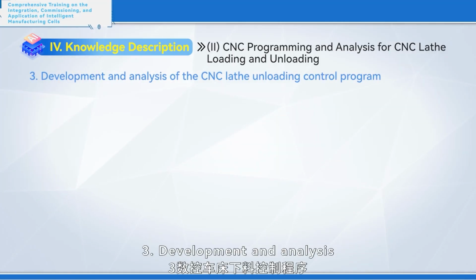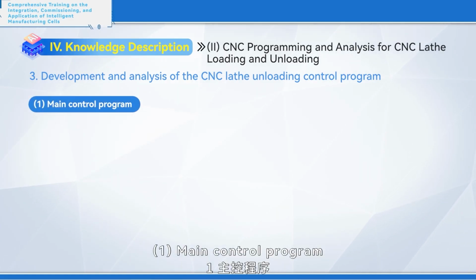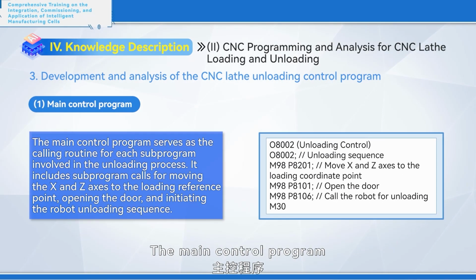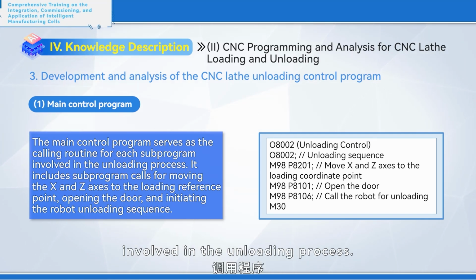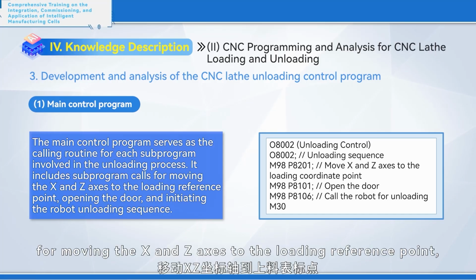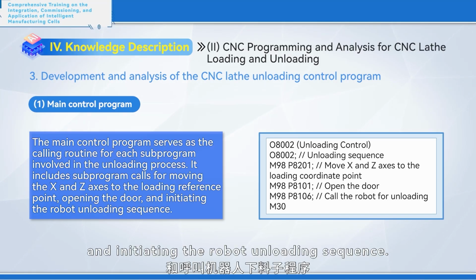3. Development and analysis of a CNC lathe unloading control program. 1. Main control program. The main control program serves as the calling routine for each subprogram involved in the unloading process. It includes subprogram calls for moving the X and Z axes to the loading reference point, opening the door, and initiating the robot unloading sequence.